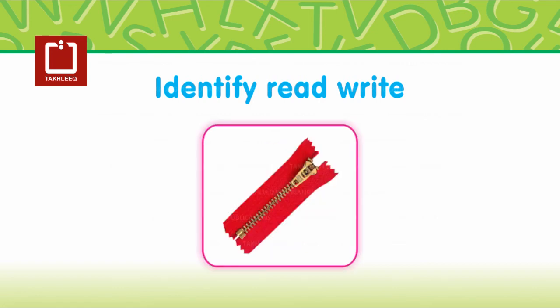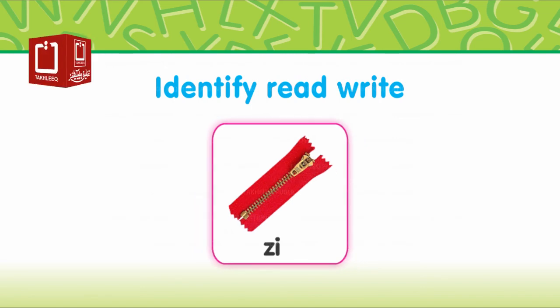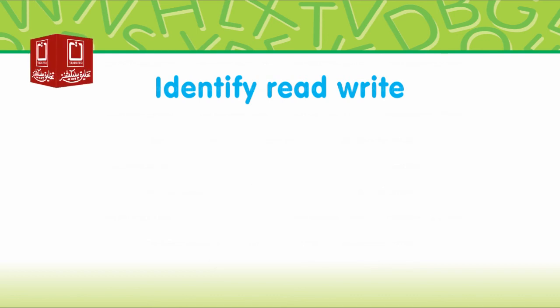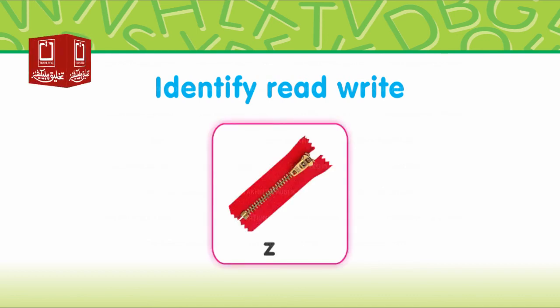We see here the picture of a zip. Now we say the spellings of zip. Z I P, zip. So we write Z I P on lines.